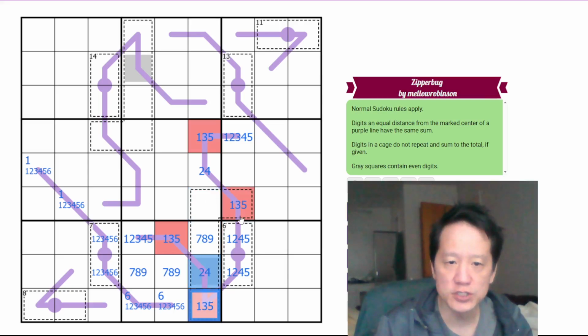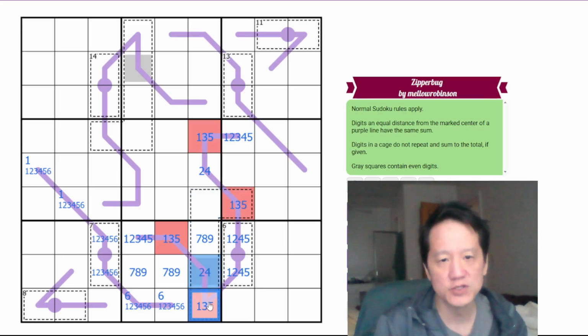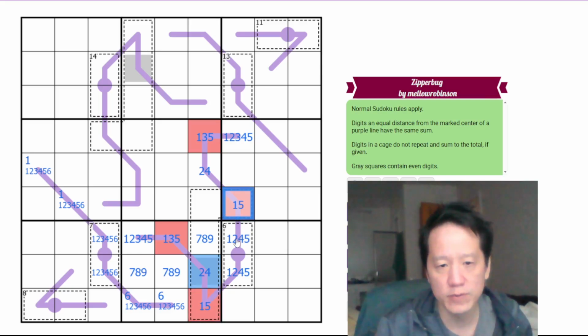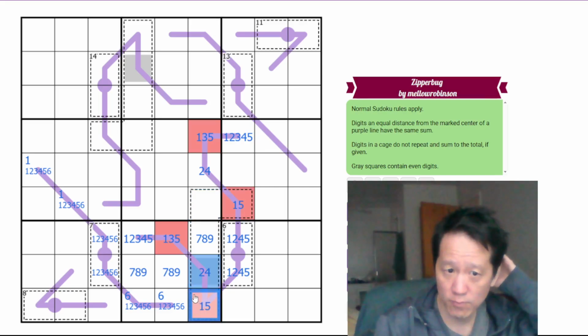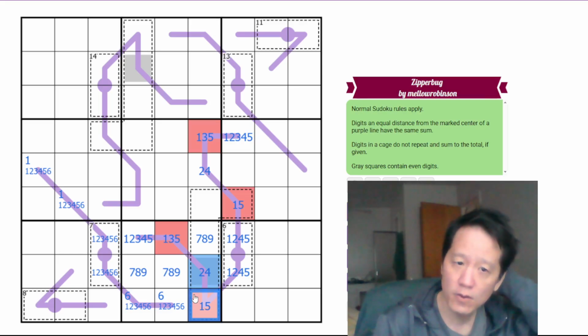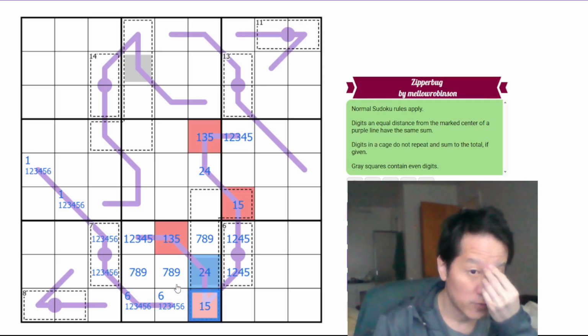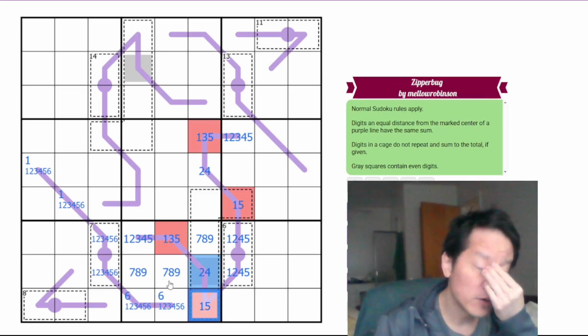These two digits must be different because of the cage they're in, right? Because you don't have repeats in cages. So this cannot be 3 and 3. It has to be 1 and 5 in some order. We're not sure which one. What digit do we have here?